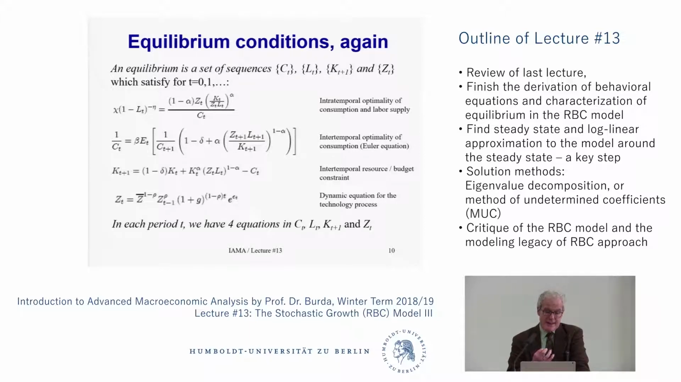So in any given period, we have 4 equations and we have 4 undetermined variables, given the expectations of the future. So that's the most important thing you should remember. Holding the expectations of the future constant, we have 4 equations and 4 unknowns. So we can actually do something with this.